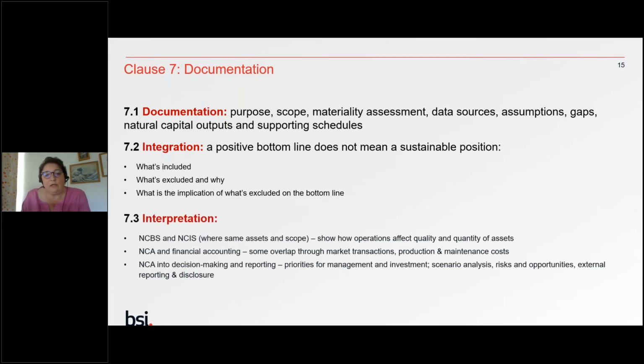And clause 7 will tell you what to document, how to say what's included in your accounts, what's not included in the accounts and why not, and what is the implication of exclusion on the interpretation of the account, so that we can avoid the risk of, for want of a better term, greenwash through the accounting process. And it also gives guidance on how to interpret the results, both of the income statement, balance sheet, but also reading natural capital accounts alongside financial accounts and other reporting requirements as well.